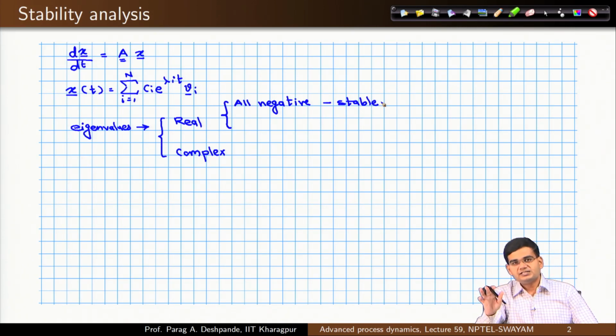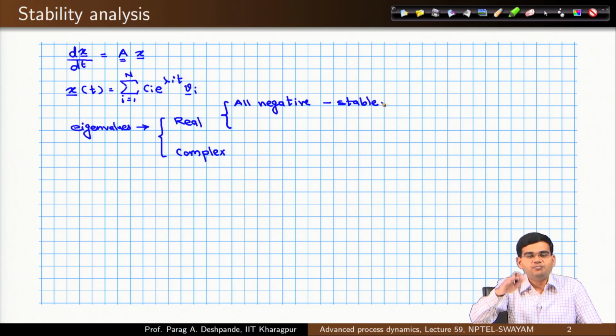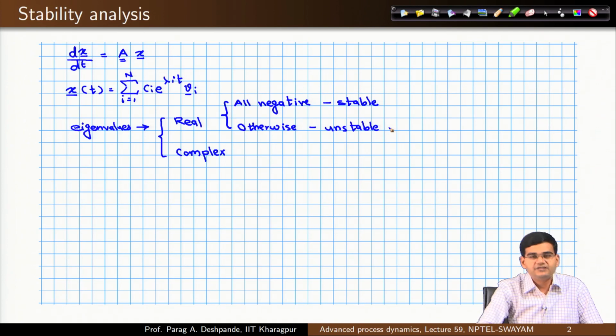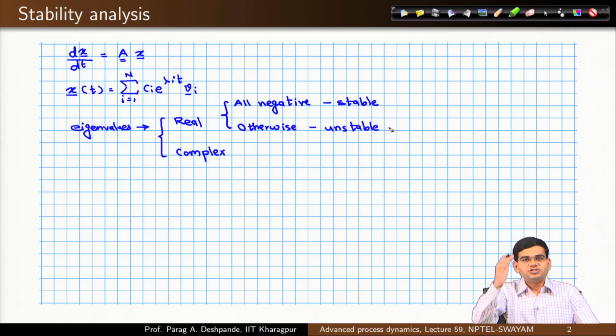which means every single state which the system can sample would be bounded, no state will blow up to infinity. This is the simple definition of stability, and otherwise the system would be unstable. Even if there is one eigenvalue which is positive, then e to the power positive quantity would blow up to infinity as t tends to infinity.